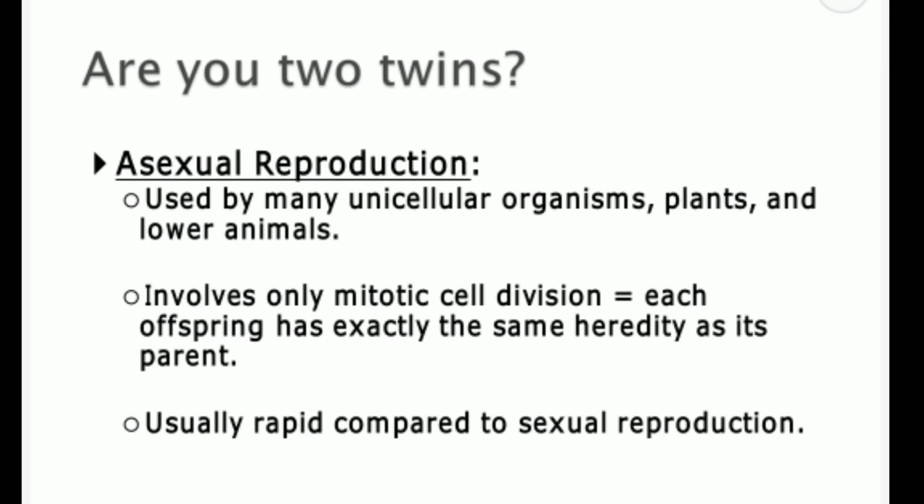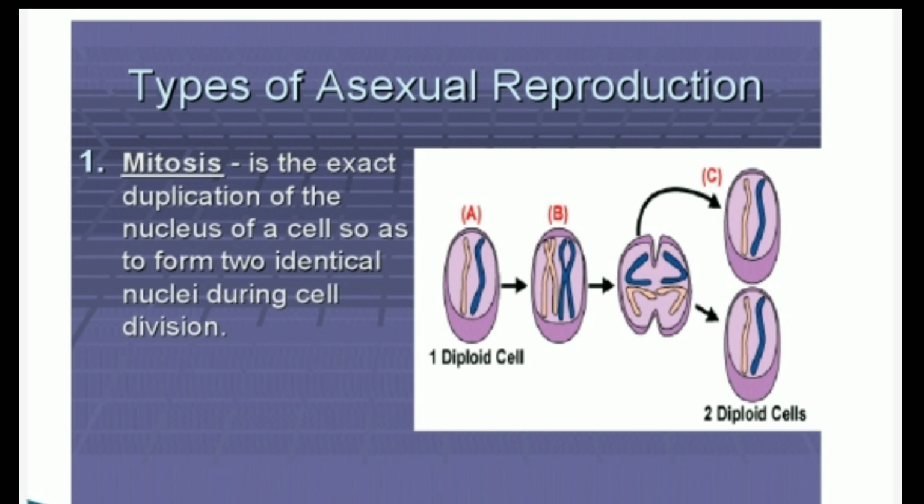It is used by many unicellular organisms, plants and lower animals. It involves only mitotic cell division. You must have learned about meiosis and mitosis. So this kind of reproduction involves mitosis. Each offspring has exactly the same heredity as their parent and it is usually rapid as compared to sexual reproduction. So next we'll be studying the types of asexual reproduction.